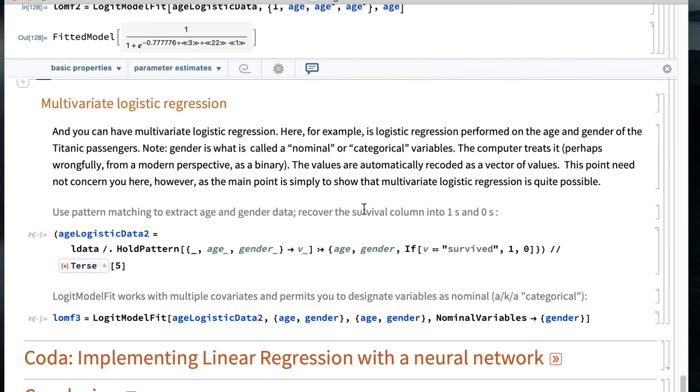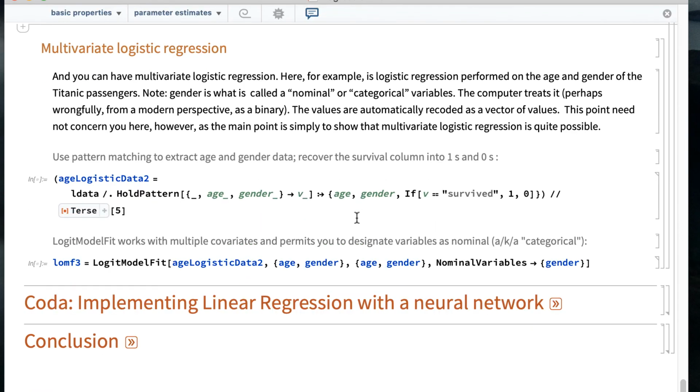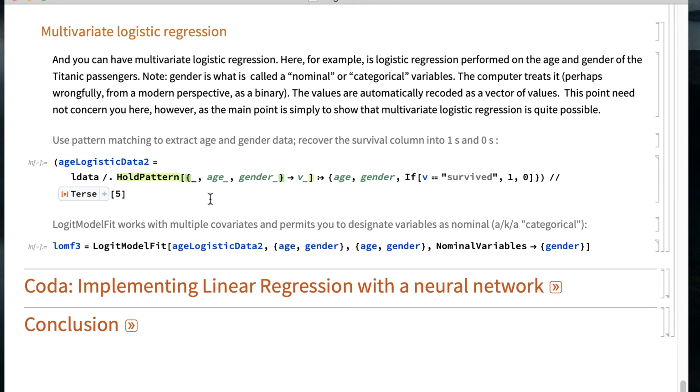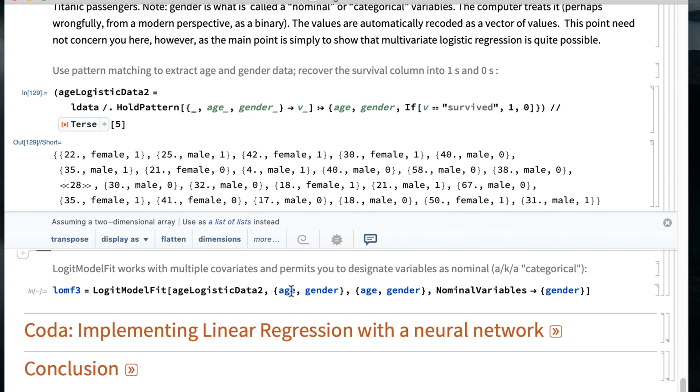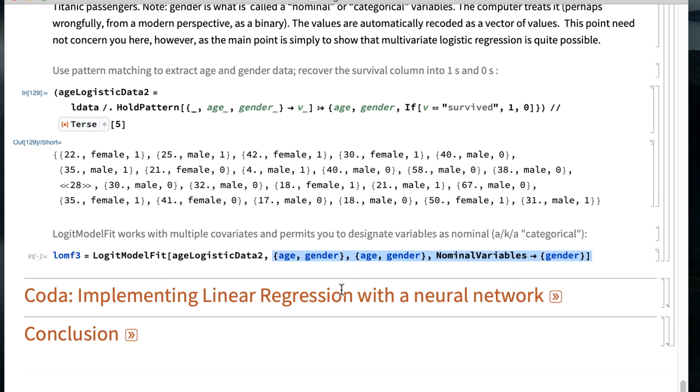And just as you can have multiple linear regression, you can have multiple logistic regression. Here I'm going to use age and gender to try and predict whether someone is going to survive on the Titanic. We get our little data that has age and gender. And now we're going to do a logistic model. Here are the two basis functions, age and gender. Here are the variables, age and gender. And I do want to tell the computer, hey, gender is a categorical or nominal variable. It doesn't take on numeric values. Just remember that.